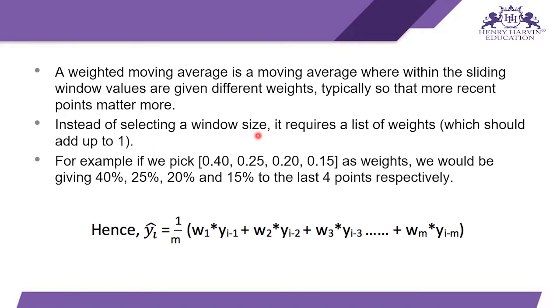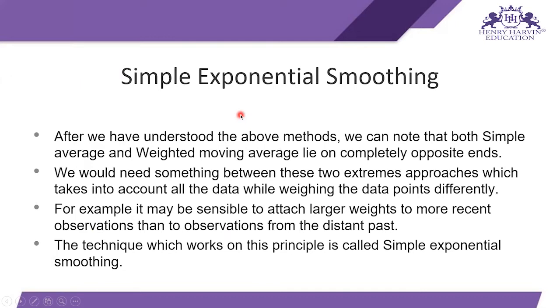Instead of selecting a window size, it requires a list of weights which should add up to one. For example, if we pick 0.40, 0.25, 0.20, and 0.15 as weights, we would be giving 40%, 25%, 20%, and 15% to the last 4 points respectively. We provide some weights for these values of a window of n numbers, and then it is called the weighted moving average. Next, simple exponential smoothing.